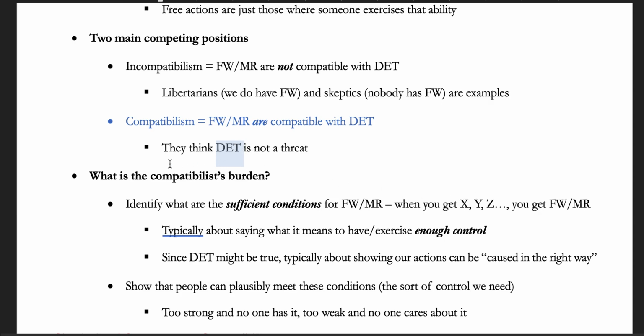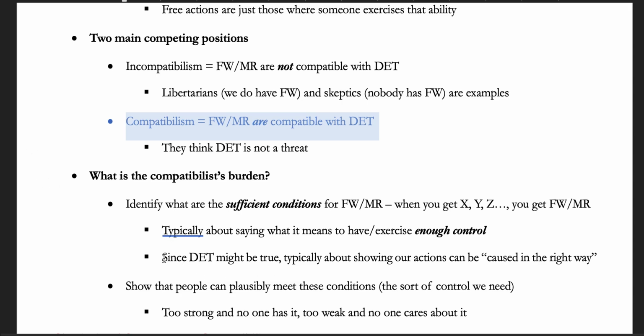Whatever they say free will and responsibility is, it has to end up being compatible with determinism. Determinism cannot rule out the conditions the compatibilists give for free will and moral responsibility. Whatever the conditions are that are good enough to have free will and responsibility, whatever kind of control is enough for responsibility, it has to end up being compatible with only one possible future.